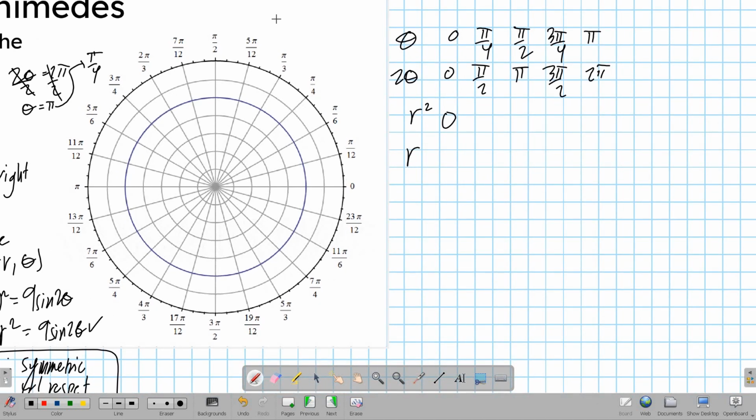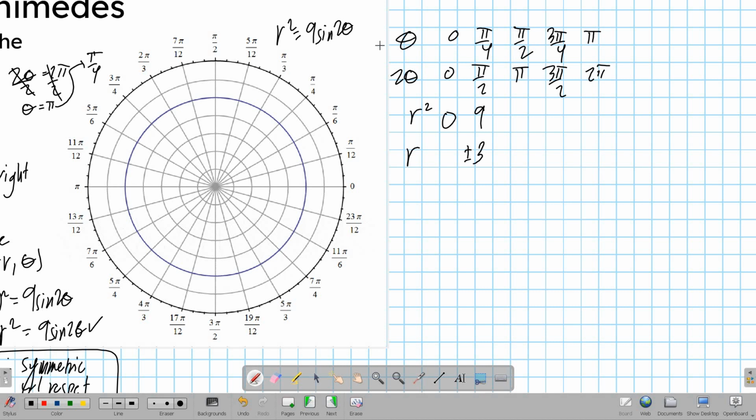Let's write the equation here again. r squared is 9 sine 2 theta. So for example, for pi over 2, sine pi over 2 is 1. So r squared equals 9. So to get r, that's actually positive or negative 3. Then we'll just check later on which one is, because it's a Lemniscate present to the right.